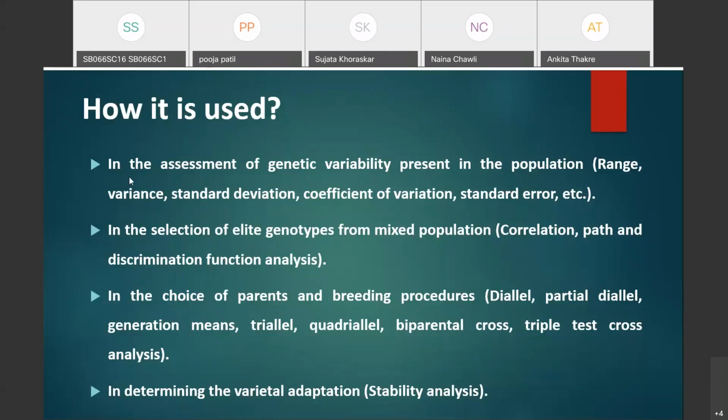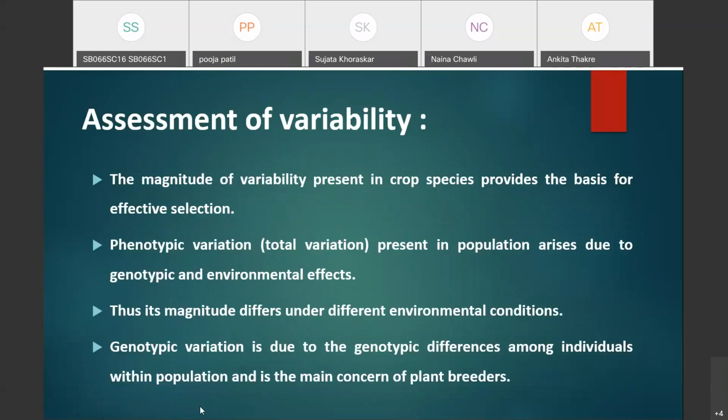Biostatistics is useful in the assessment of genetic variability present in the population. It is useful in the selection of elite genotypes from the mixed population. It is also used in the choice of the parents and the breeding procedures, and also in determining the varietal adaptations. Here, first of all, the assessment of variability.